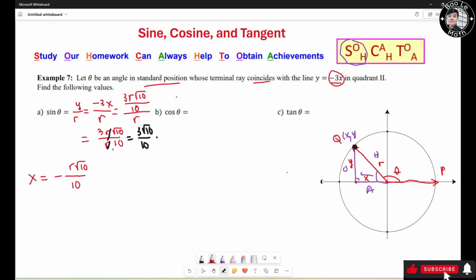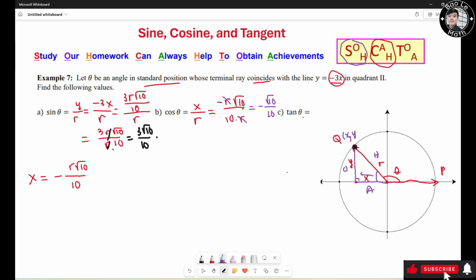Now we need to calculate cosine theta, right? Cosine theta is going to be adjacent over hypotenuse, right? Adjacent, which means s value, right? Hypotenuse, which means radius, right? So it could be s over r, right? So it's going to be negative r root 10 over 10 divided by r, which means we put r right here, right? So r right here cancels out. The answer is negative root 10 over 10, right?